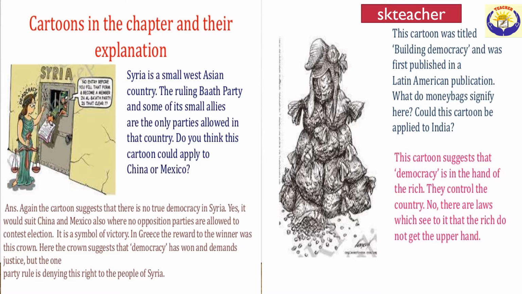Do you think this cartoon could apply to China or Mexico? Here is the answer. The cartoon suggests that there is no true democracy in Syria. Yes, it would suit China and Mexico also, where no opposition parties are allowed to contest elections. The crown is a symbol of victory. In Greece, the reward to the winner was this crown. Here, the crown suggests that democracy has won and demands justice, but the one-party rule is denying this right to the people of Syria.